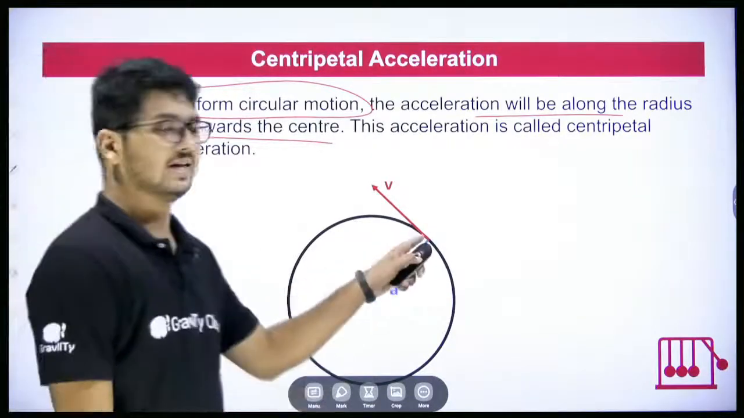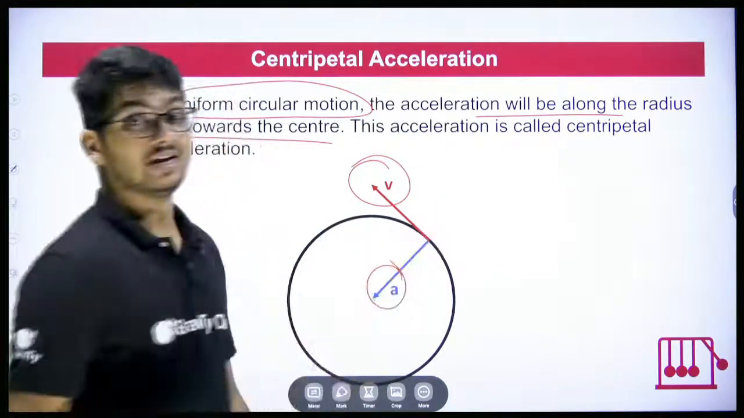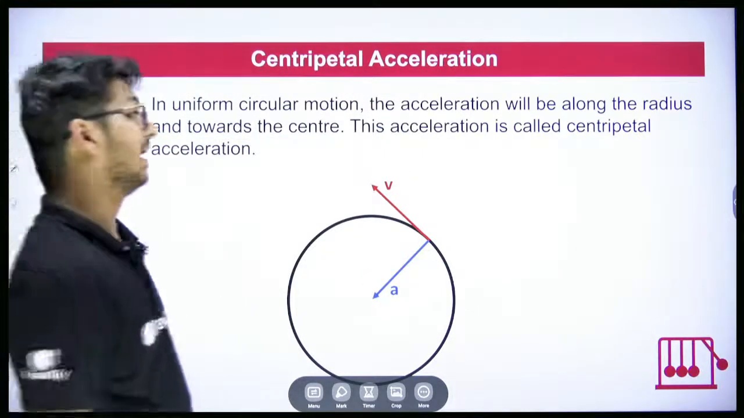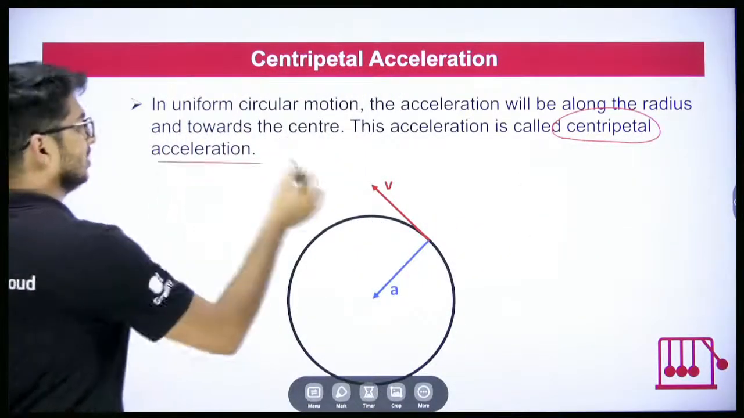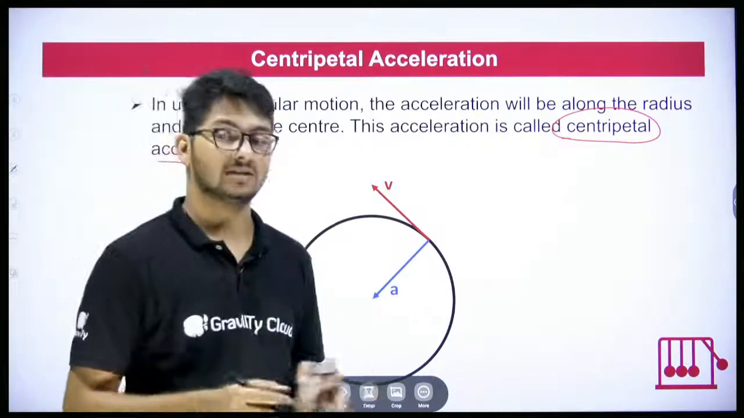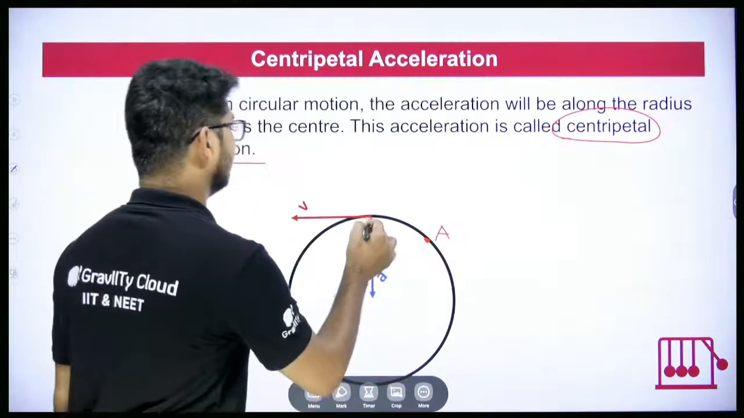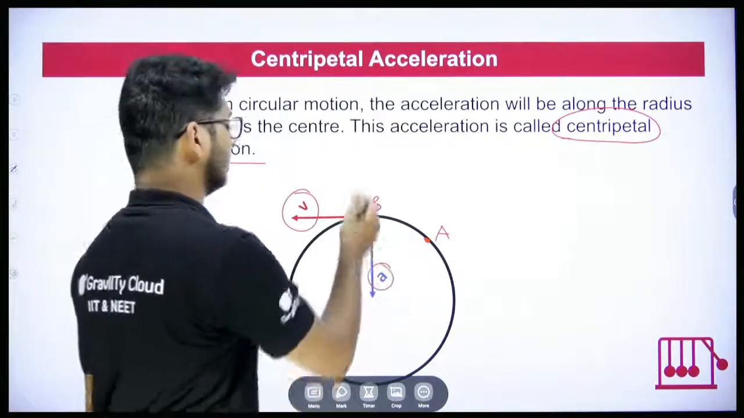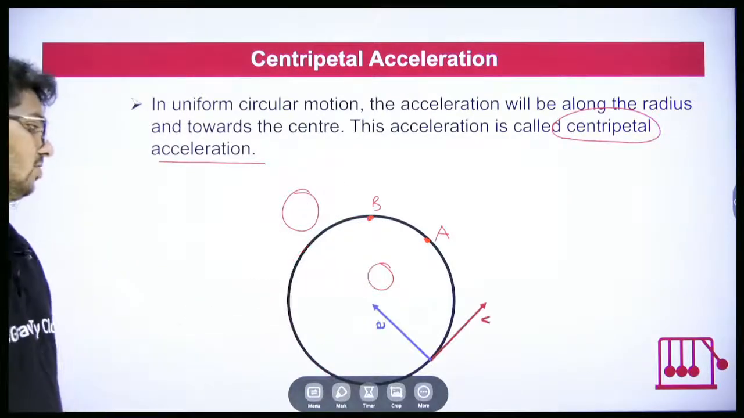So it's something like this. If I take it at this point, the velocity is along the tangent, but acceleration will be along the radius towards the center. And this acceleration is called centripetal. Centripetal will mean towards the center. So this acceleration is called centripetal acceleration. You can take it at different points. Let's say if I take it at B, velocity is along this way, along the tangent. And you can see acceleration is along the radius, but towards the center. Here also, here also, here also. You can take different points, that's what we get.